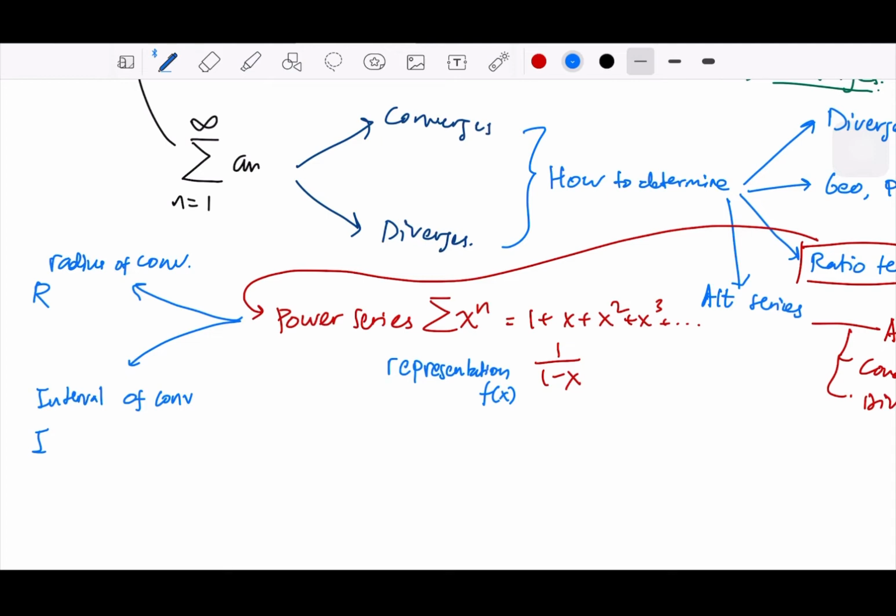So 11.8, 11.9, and then 11.10. 11.10 is actually an advancement or a modification of power series. Generally, you can write this. Let's say it's x minus a. Let's say you can write it like this.